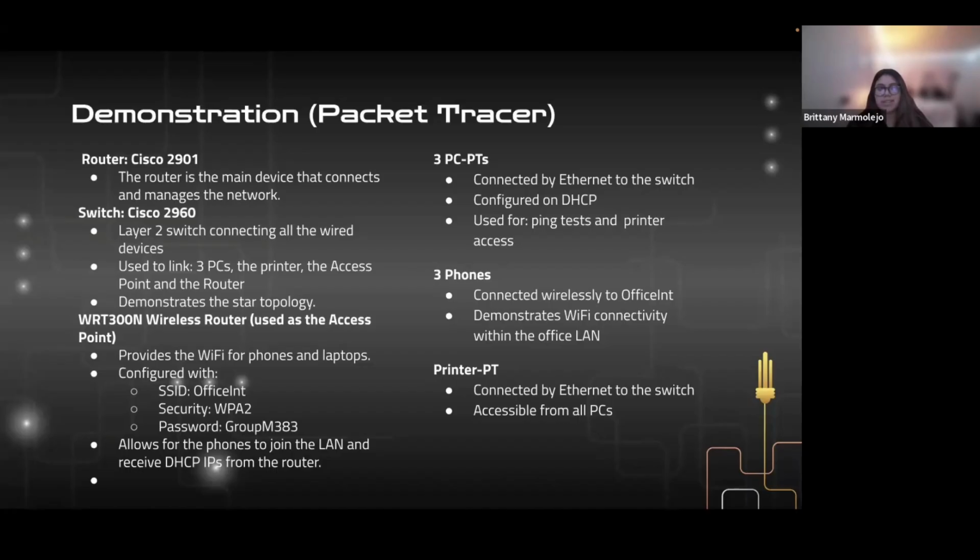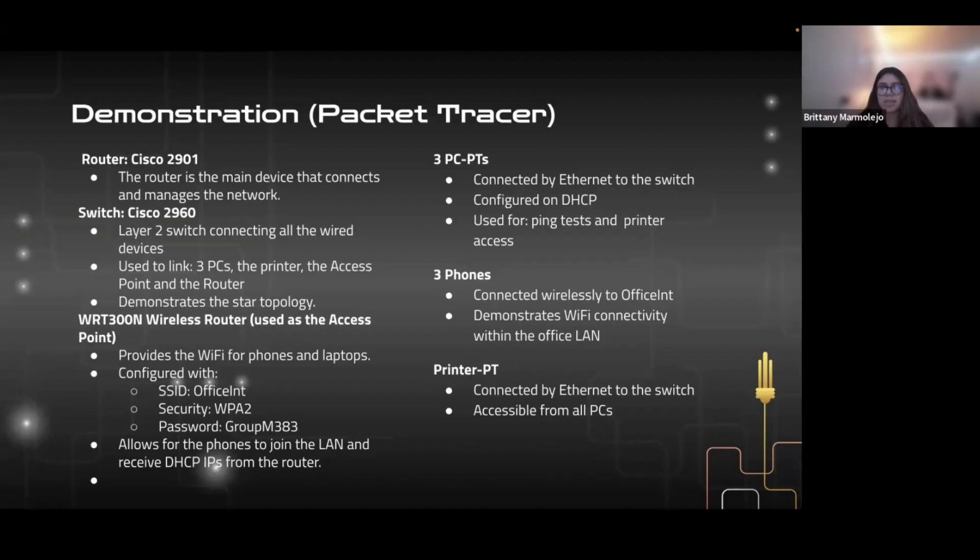For wireless access, we use the WRT300N wireless router, which we configured to work as an access point. It broadcasts our SSID, office, and uses WPA2-PSK security with the password group M383. This allowed the smartphones in our simulation to connect wirelessly and still receive IP addresses from the main router. We also included 3 PCs which connected to the switch and were set to receive their IP addresses through DHCP. These PCs were used to run ping tests and access the network printer, which showed the routing and addressing were working properly. We also included 3 smartphones, all of which connected wirelessly through the WRT300N. Each phone successfully received a 192.168.1.x IP address, demonstrating that the wireless network was fully integrated with the wired local area network. Finally, we added a network printer configured with the static IP address of 192.168.1.10.